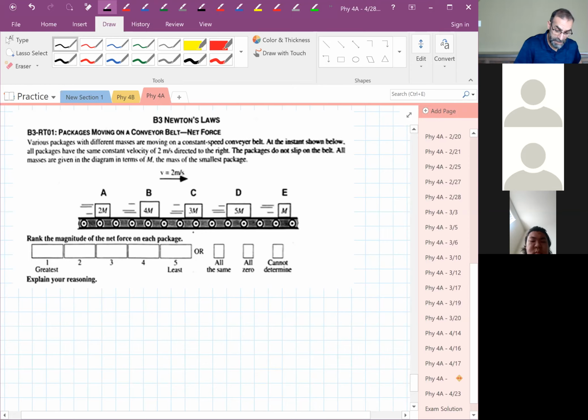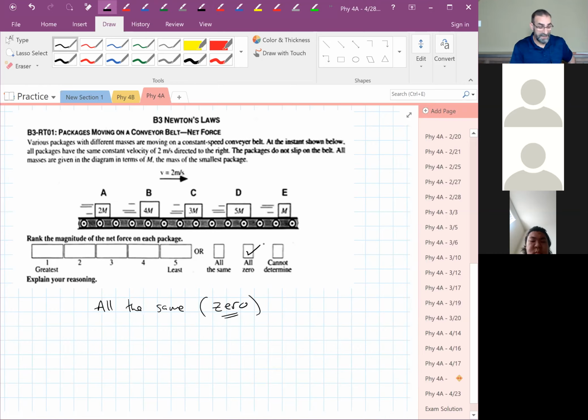The answer is all the same, all 0, right? Because there's no acceleration. If there's no acceleration, there can't be any net force acting on them. I guess I could just check that box right there, right? Okay, so I'm not going to let you off that easy.